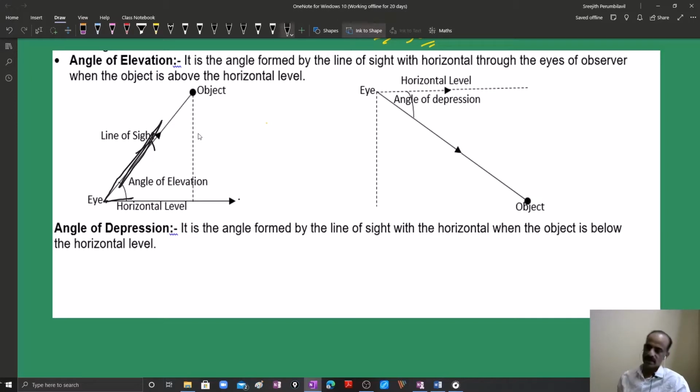Angle of elevation is the angle the line of sight makes with the horizontal. Horizontal means you just keep your hand straight, or a horizontal line, a line parallel to the plane that you are standing. The angle is known as angle of elevation. Now the next thing is angle of depression. What is angle of depression?